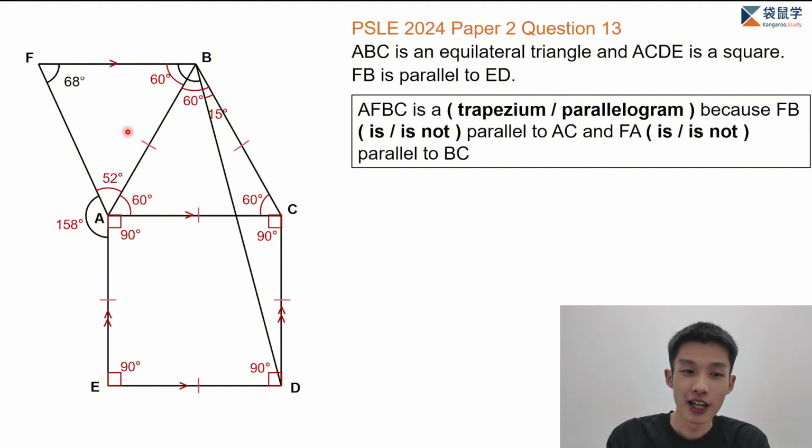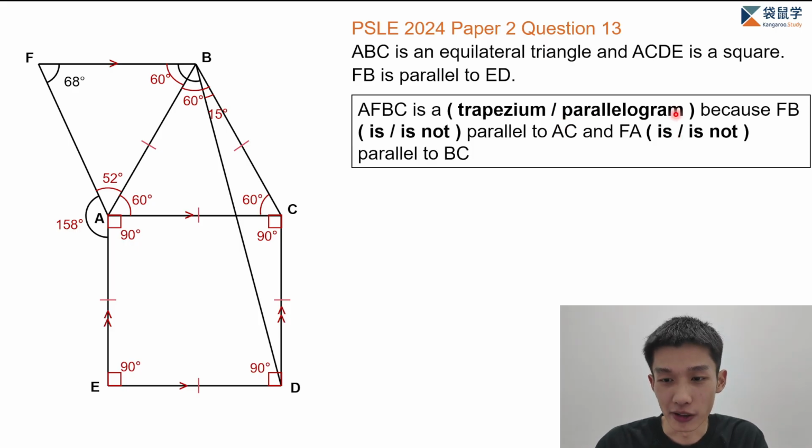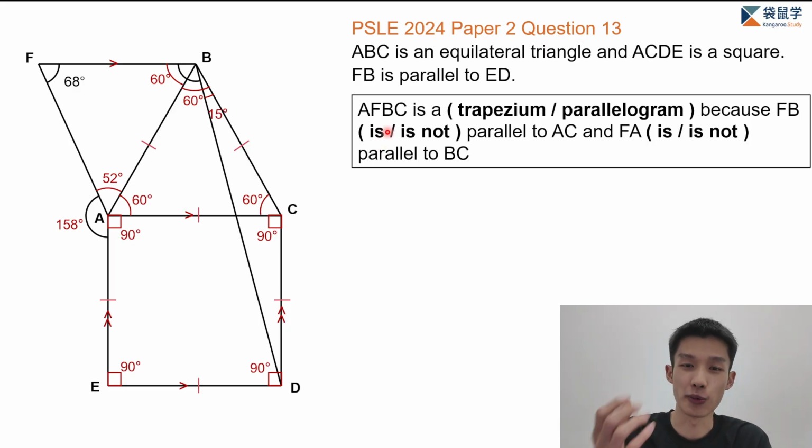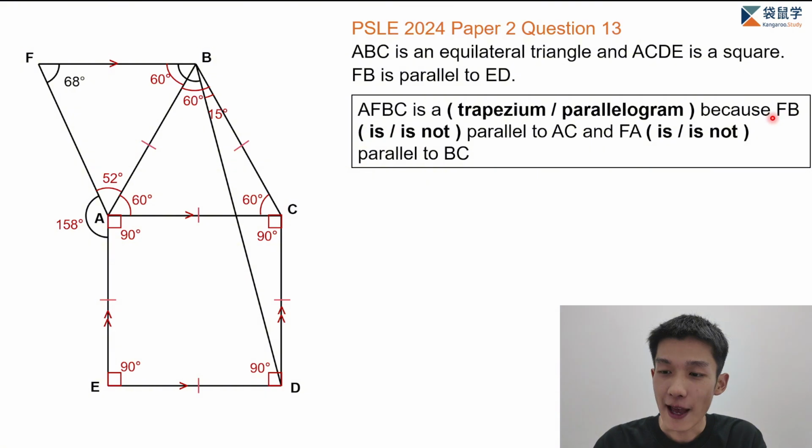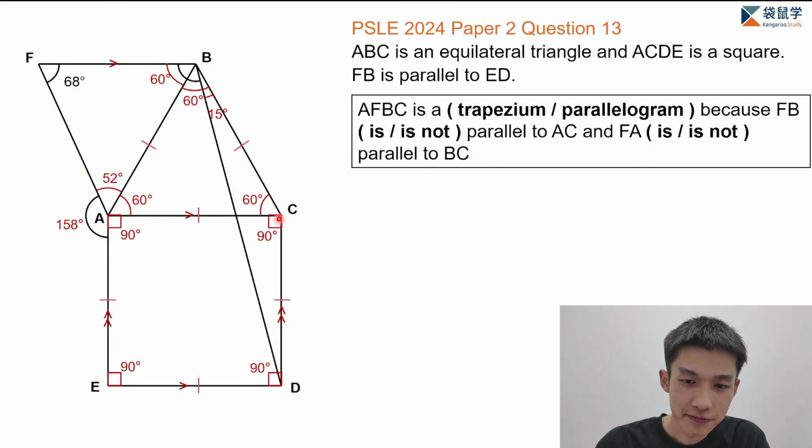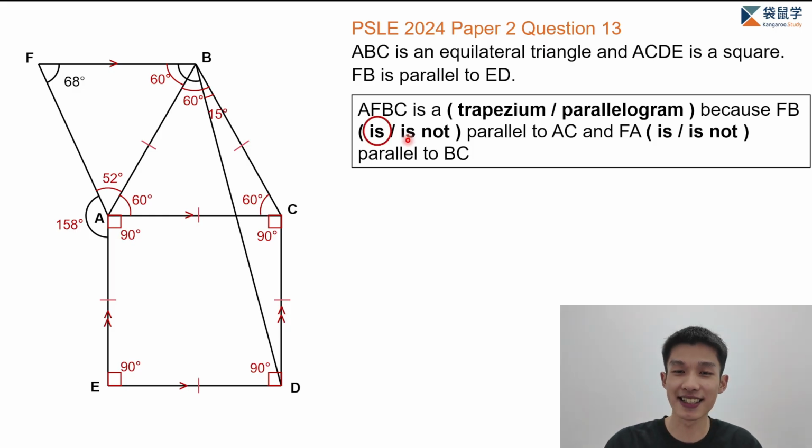So in this case, we need to find one pair and the second pair. If both of them are yes, that means it's a parallelogram. But if only one of them is yes, that means it is a trapezium. So first of all, FB and AC. Is it parallel or not? Yes, very good. Because we already labeled this label over here is parallel. So it is a yes.